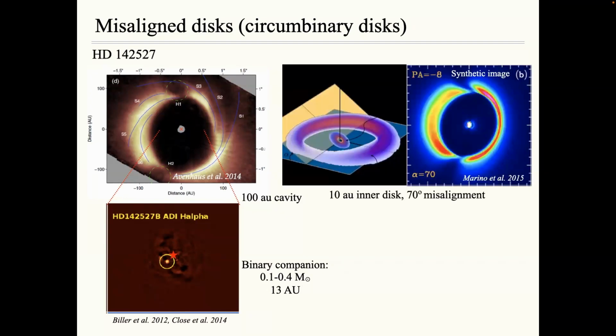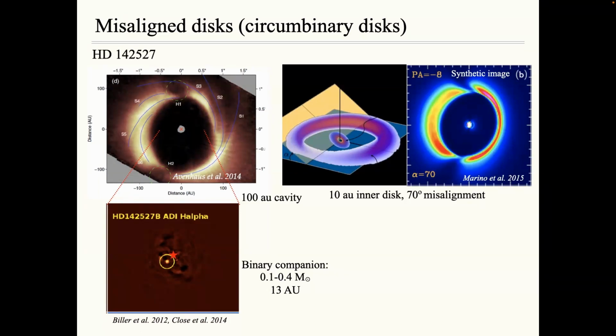So you could build a model to show that there is a 10 AU inner disk, which is 70-degree misaligned with the outer disks. And because the inner disk is misaligned with outer disks, the inner disk will block the central starlight at the node position. So at the node position, you will have disk shadows. And you can reproduce this observation very well using this model. So you clearly see the shadows here.